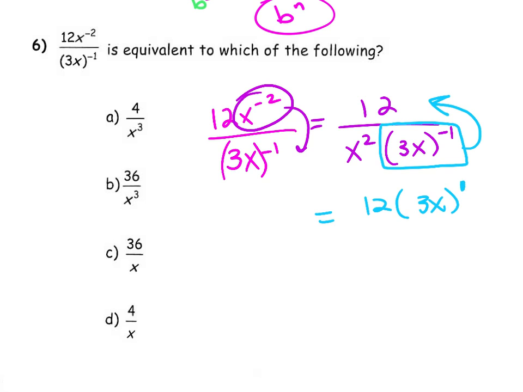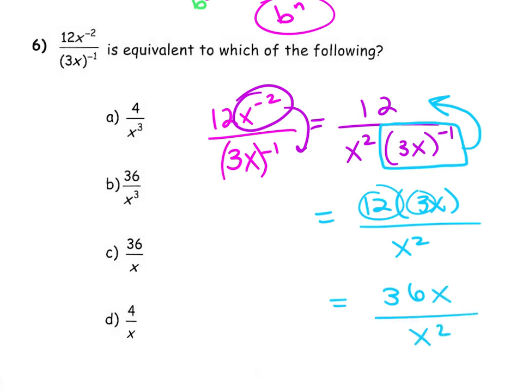Now, do I really need to write that? No. Come on, you're in advanced math concepts. We know this stuff. All over x squared. I have 12 times 3 is 36. Don't forget the x. And I've got one more x on bottom than I do on top. So there we go. 36 over x, and we're done.